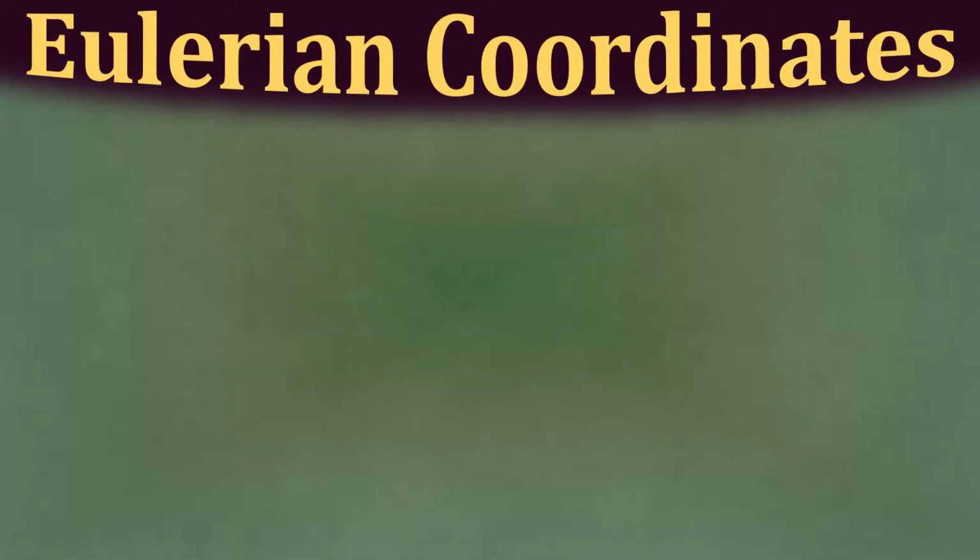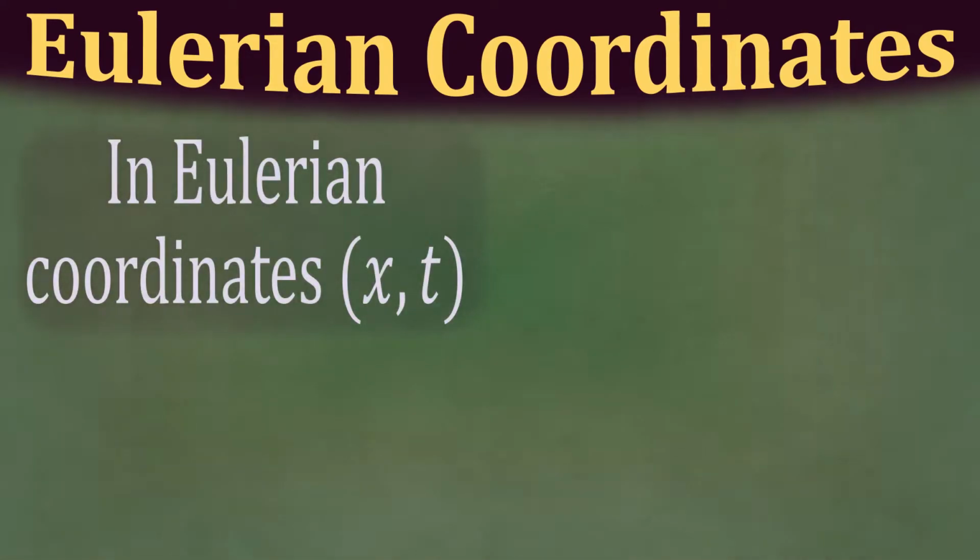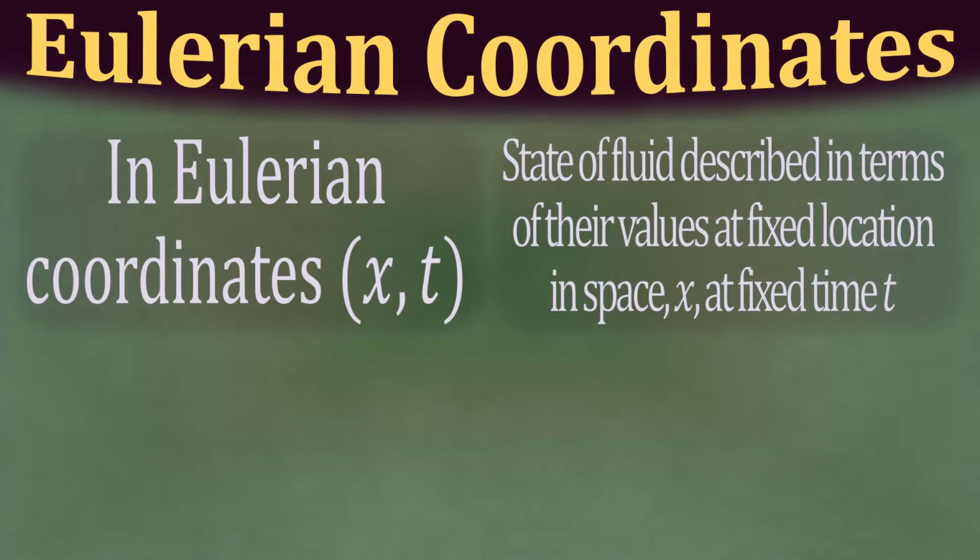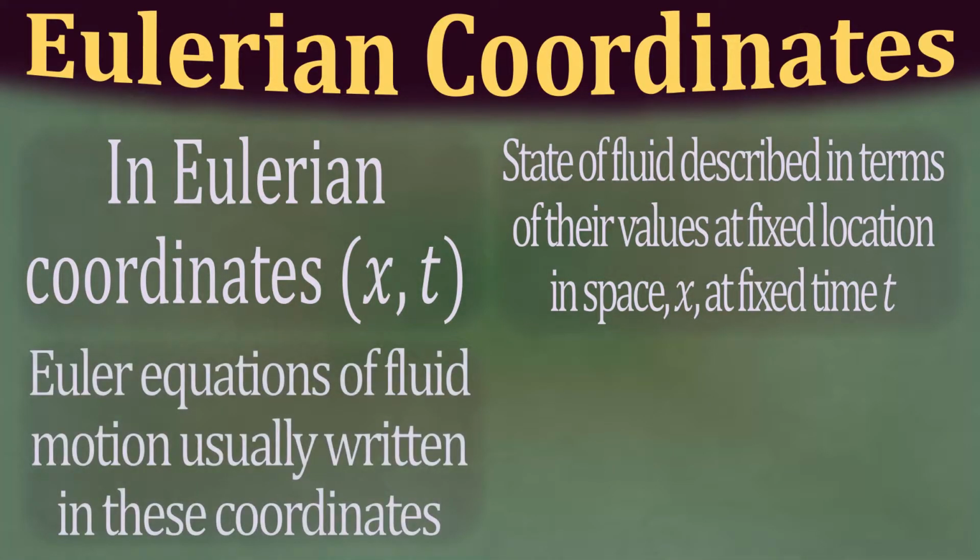Now, let's move on to discussing Eulerian Coordinates. In Eulerian Coordinates, x with t, the state of a fluid, e.g. velocity or pressure, is described in terms of their values at a fixed location in space, x, and at a fixed time, t. The Euler equation of fluid motion is usually written in these coordinates.